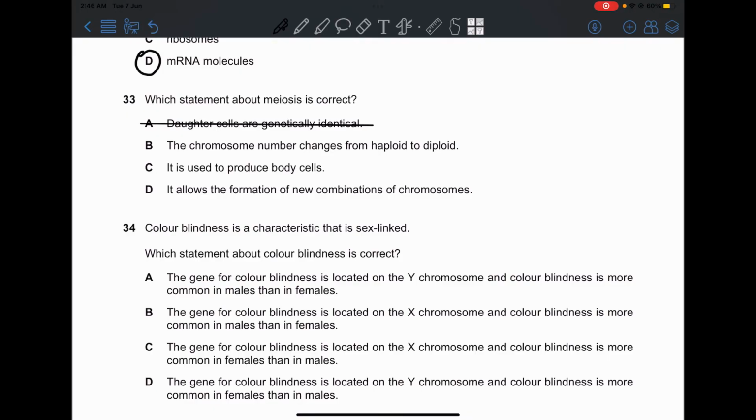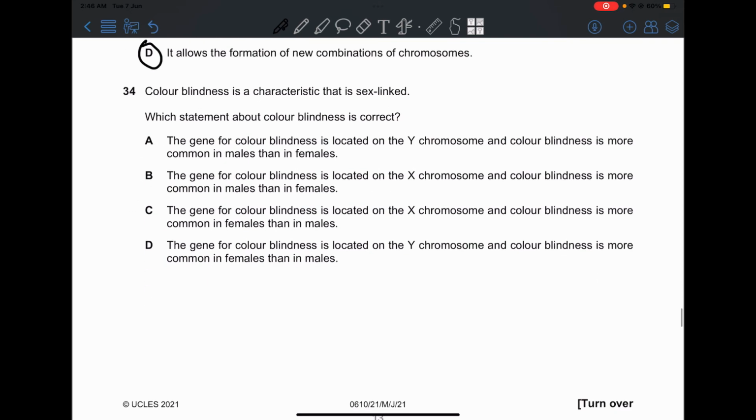Now B says the chromosome number changes from haploid to diploid. Well, this is incorrect. It is actually haploid. So C says it is used to produce body cells. Well, this is incorrect. This is actually mitosis. So our only option is actually D, which is saying it allows the formation of new combinations of chromosomes. So that is correct.